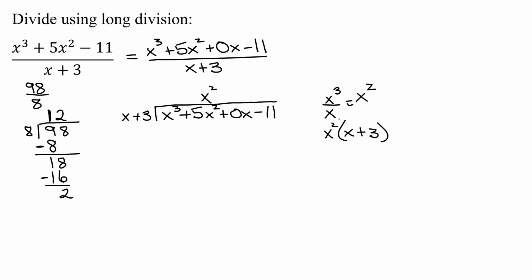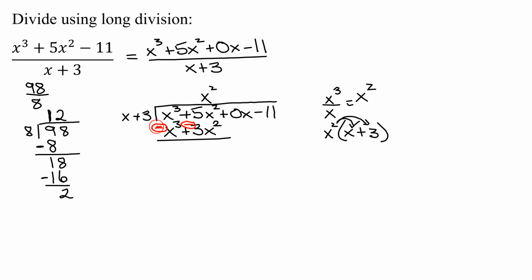You don't have to. So x squared times x is x cubed. Then x squared times 3 is plus 3x squared. And now we need to subtract these two polynomials. And it's much easier to change the sign of the second one and then add. You make a lot less mistakes that way. So positive x cubed becomes negative x cubed, and plus 3x squared becomes minus 3x squared. So now we're ready to add.